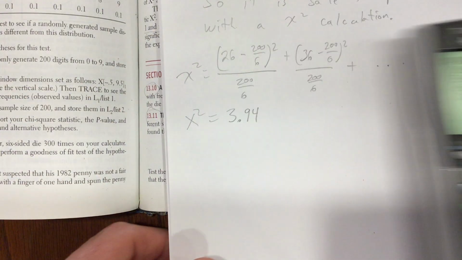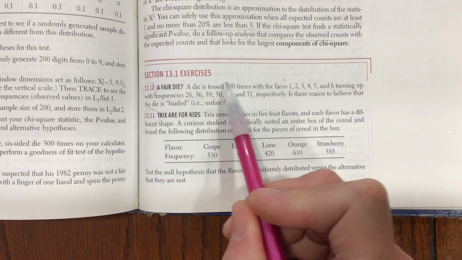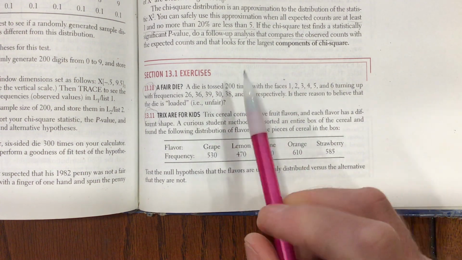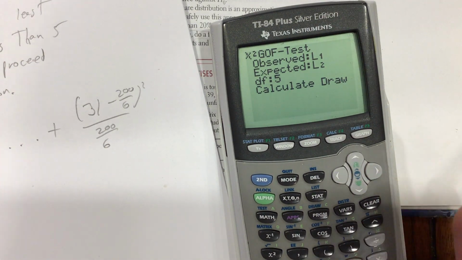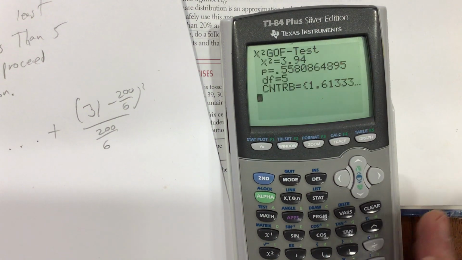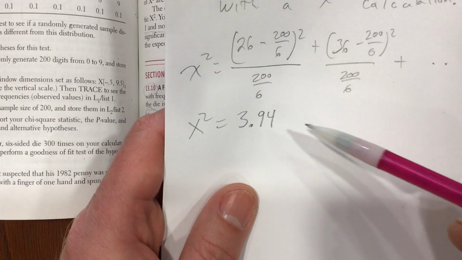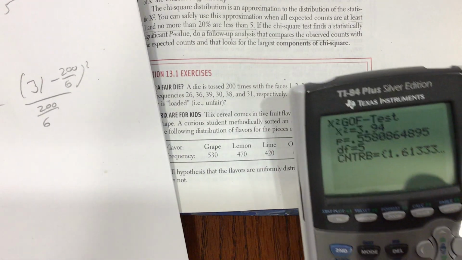Okay, so list 1, list 2. The degree of freedom. Okay, so we have n minus 1 degrees of freedom. But n is not 200 when I do a chi-square. It's not the sample size. It's the number of categories. Okay, so we have 6 categories here. So our degree of freedom would be 5, right? Because there were 6 sides to our die. And there you go. You can see we get the same 3.94 that we got. And there's our p-value. Okay, so p-value is 0.558.